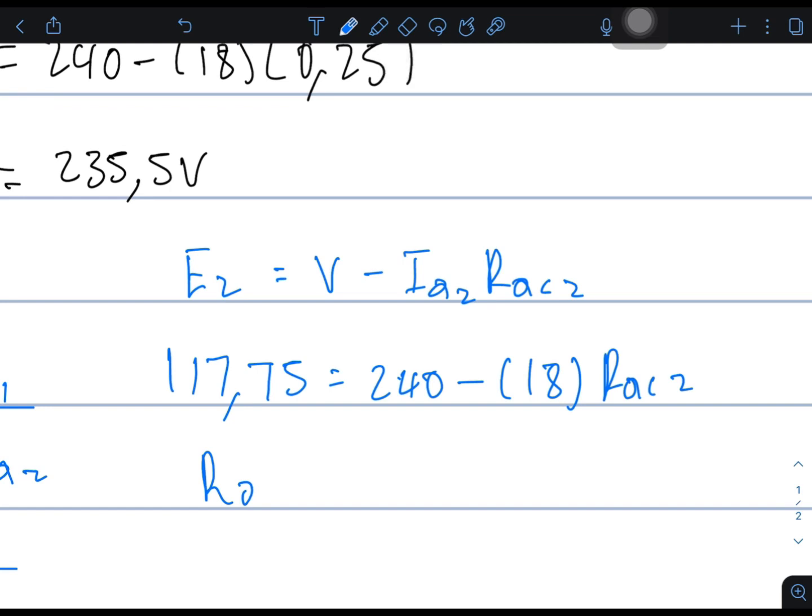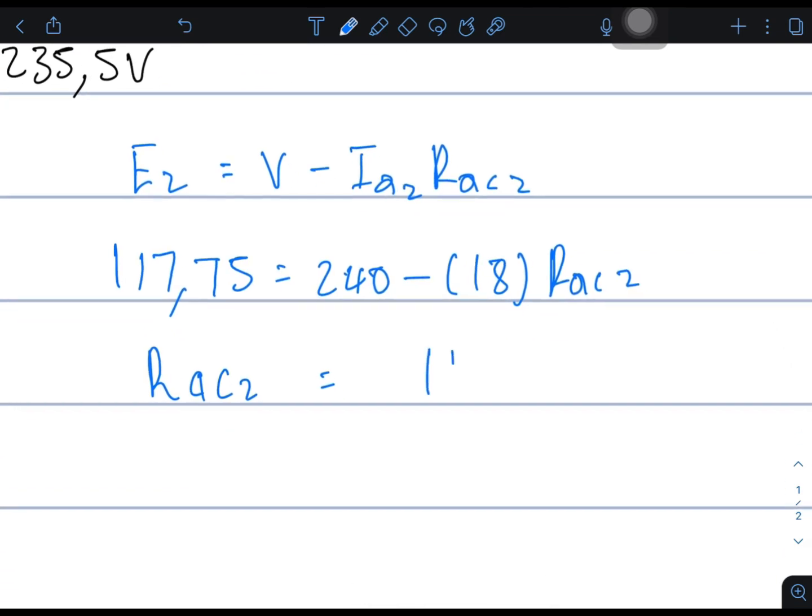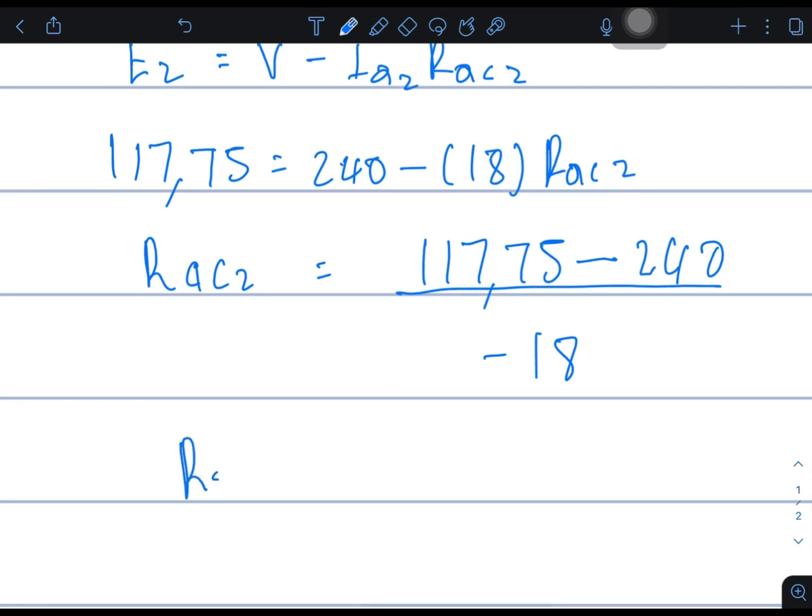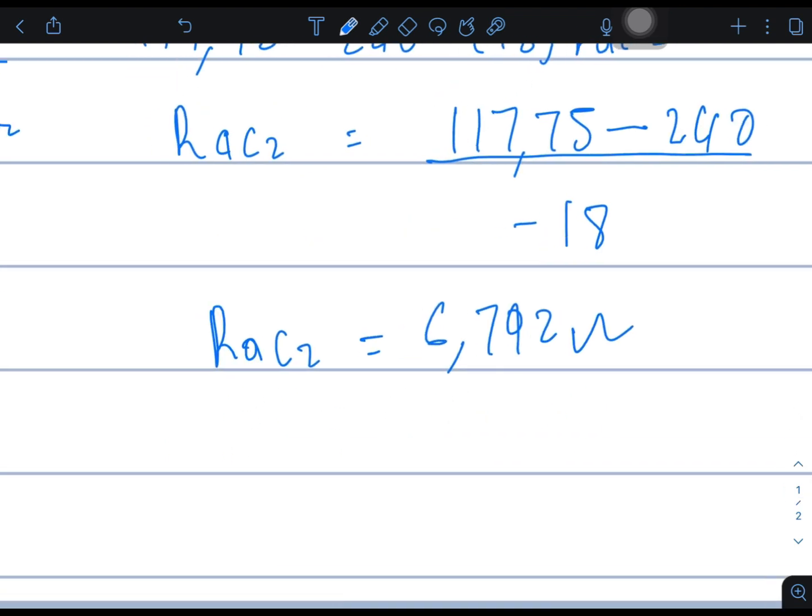RAC2 is going to be 117.75 minus 240, over negative 18. Okay, let's punch that. That is going to be 6.792 ohms, rounded to 3 decimals.